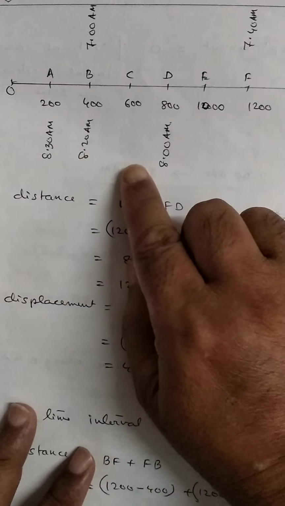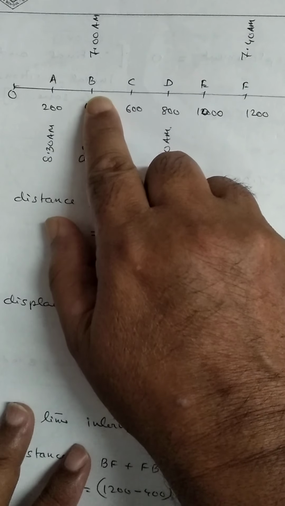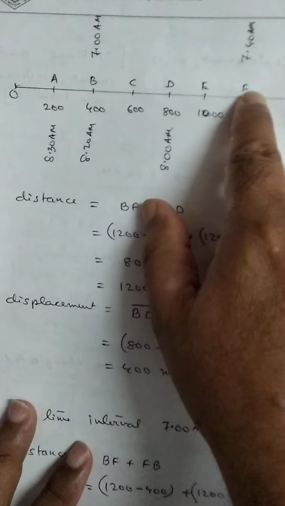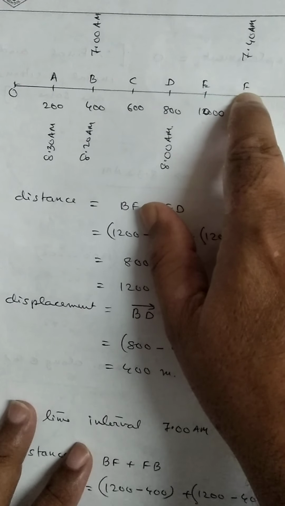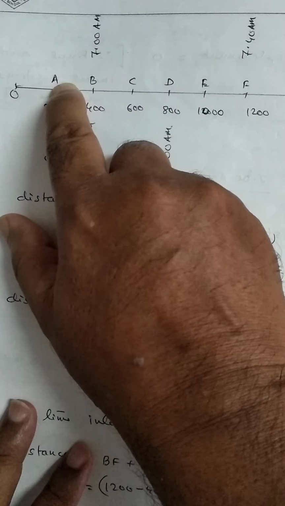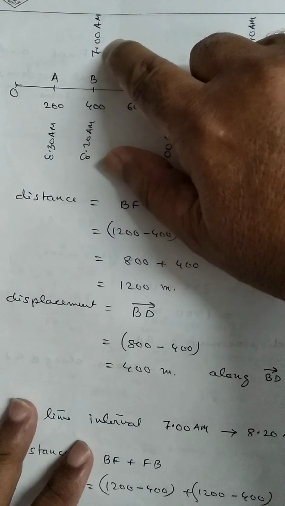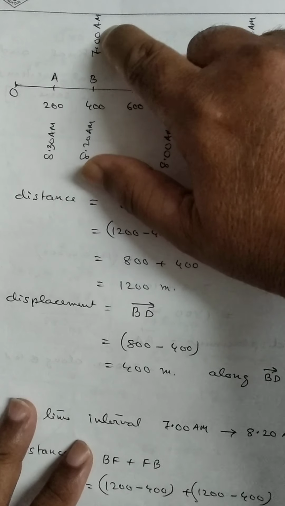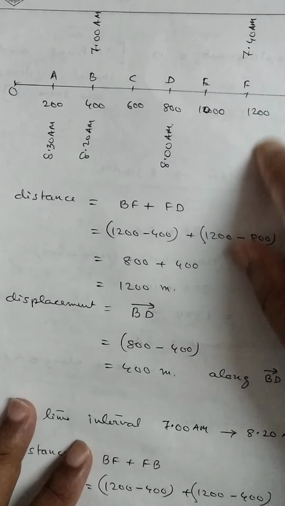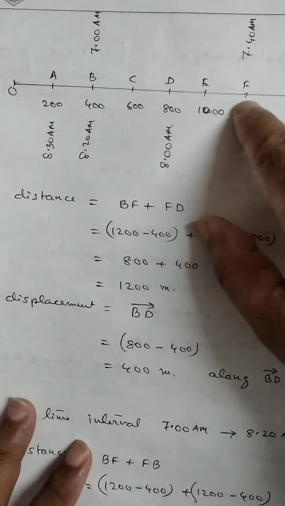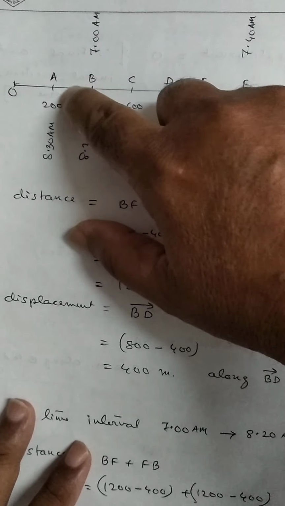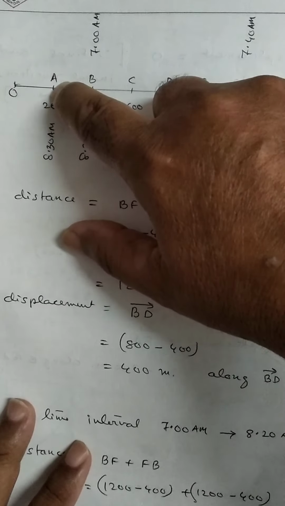So in this example I take a body moving along a straight path from B to F, then returns back from F up to the position A. So these are the positions of the body at different times. It is at 7 a.m. This is at 7:40 a.m. This is during the return back. This is at 8 a.m. This is 8:20 a.m. and it finally reached the position A at 8:30 a.m.